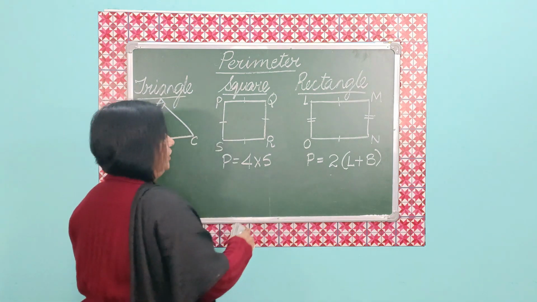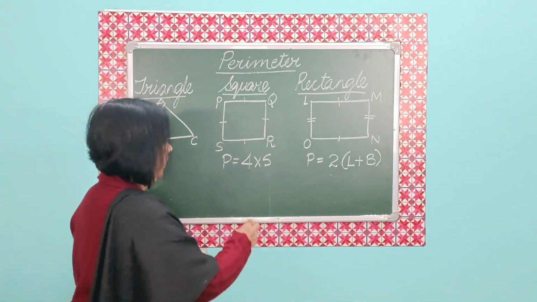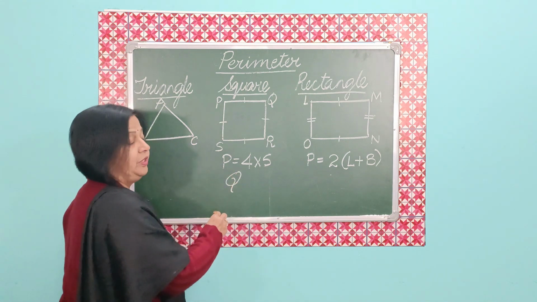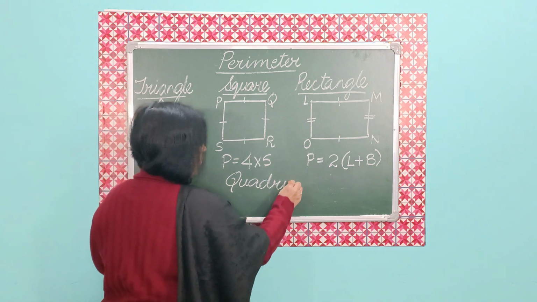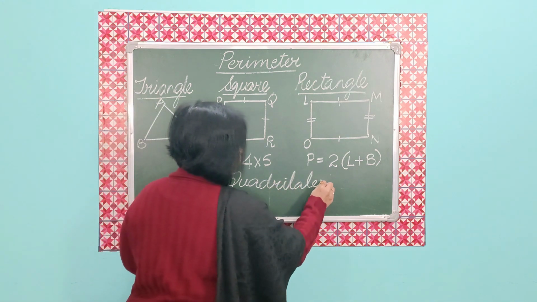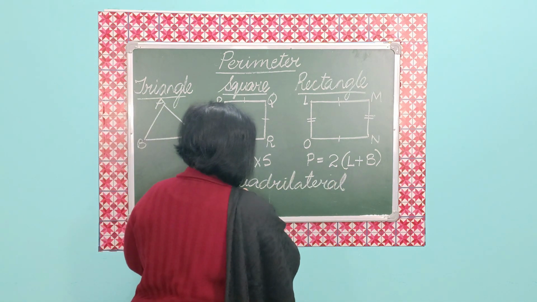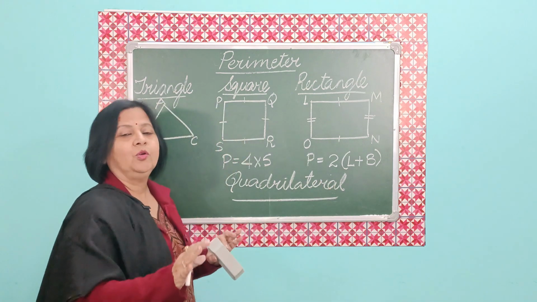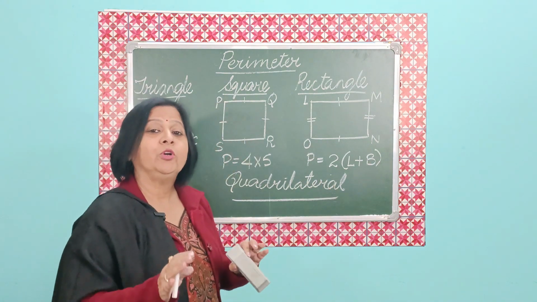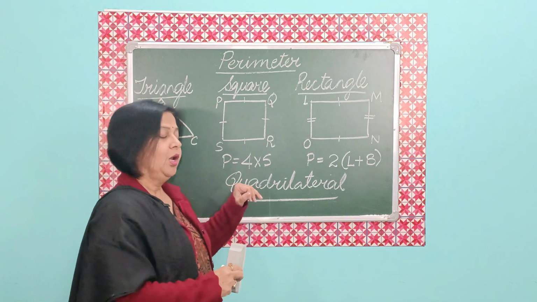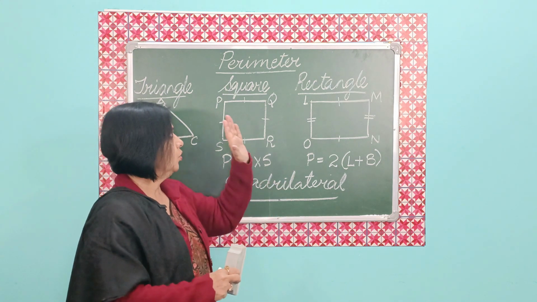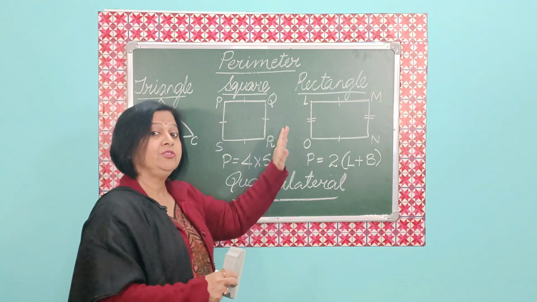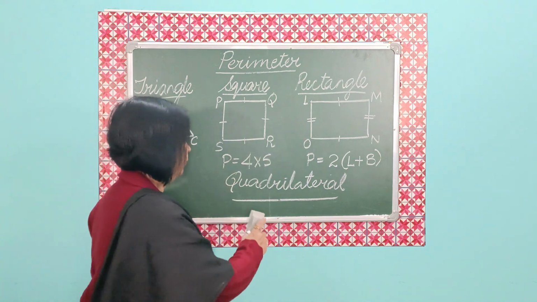Now, another new word that is there, that is called a quadrilateral. Quadrilateral. All four-sided closed figures are called quadrilaterals. How do you say it? Quadrilateral. Okay, four-syllable word. So a square also is a quadrilateral, a rectangle also is a quadrilateral.